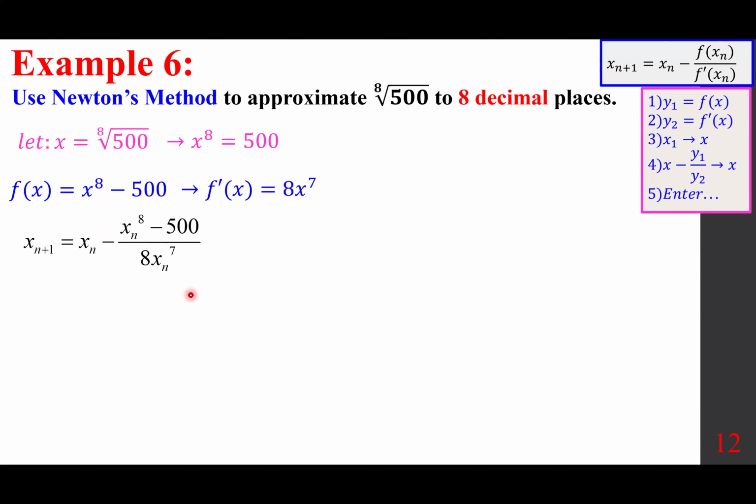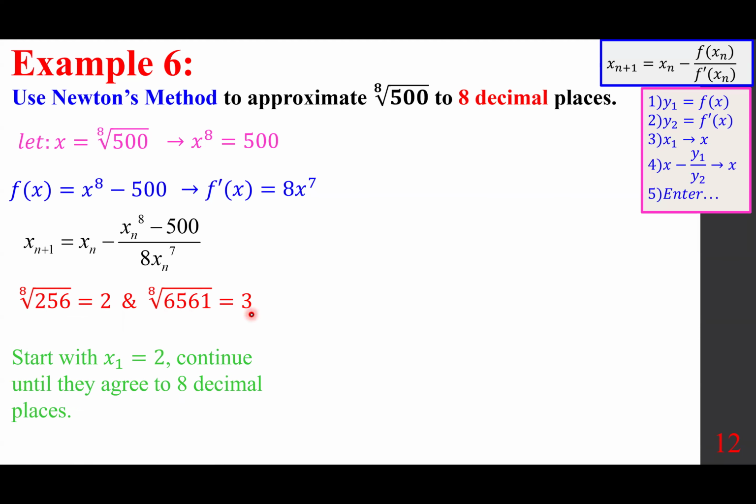But where do you start? Well, because the 8th root of 256 is 2 and the 8th root of 6,561 is 3, you can start from anywhere. And because ultimately you can use a programming calculator, it doesn't make much of a difference. In many cases, they will give you where to start. So we are assuming the first one is 2. Again, no information is given.